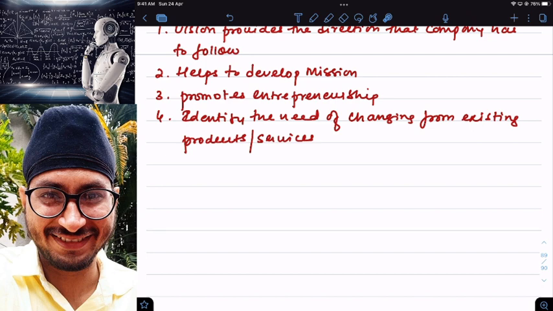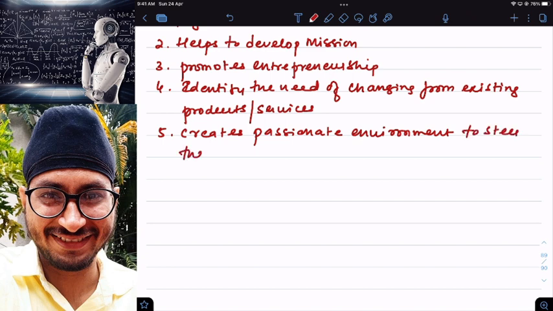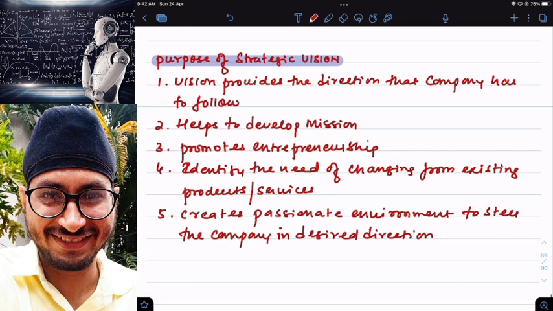Next, vision creates a passionate environment to steer the company in the desired direction. Which direction? So it creates enthusiasm. If you are having a good vision, it creates enthusiasm. It creates the motivation among the employees. This is nothing but the purpose of having a vision.